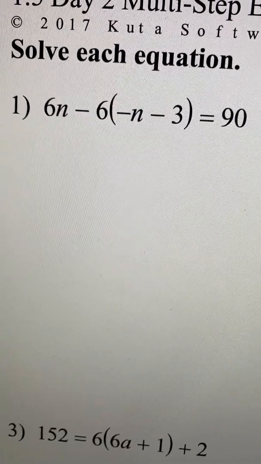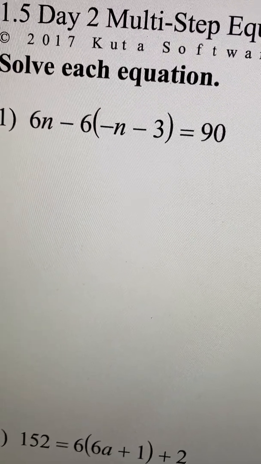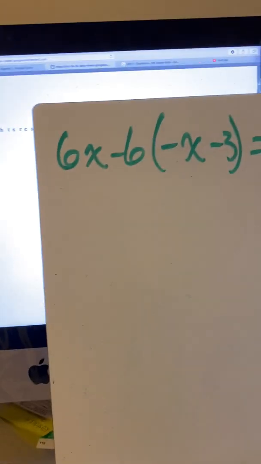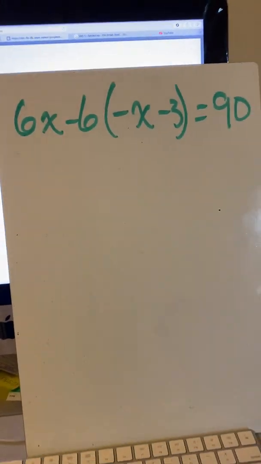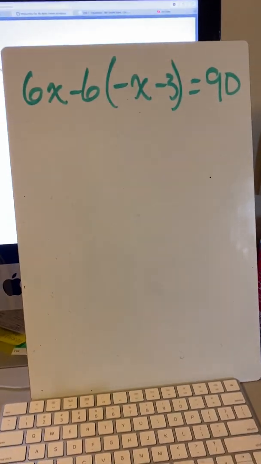Number one, 6x minus 6 times the quantity of negative x minus 3 is equal to 90. Of course, you know me, I cannot stand variables that aren't x or y or whatever, so I changed it all to x. The first thing that you've got to do in this problem, anybody know?